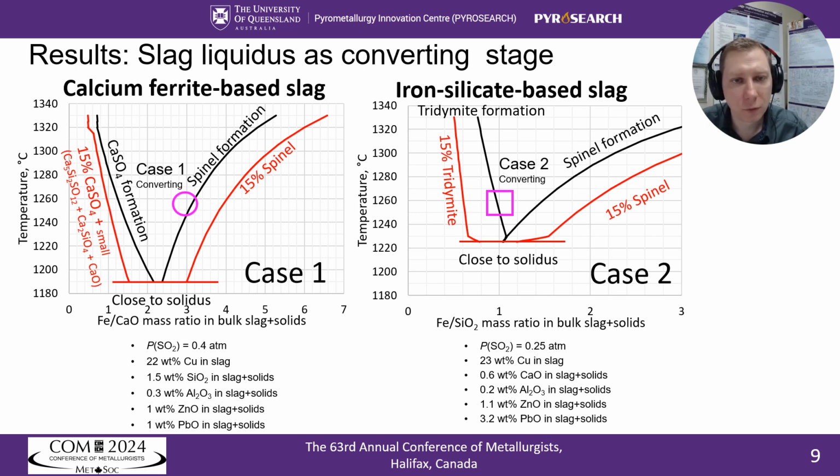The viscosities of these slags are not shown here, but low values are expected for the slags on the left. Still, it is not that crucial for copper losses because these slags are sent back to the smelting stage. So from the point of view of liquidus, the converting operation at 1250 is possible for both types of slag systems.